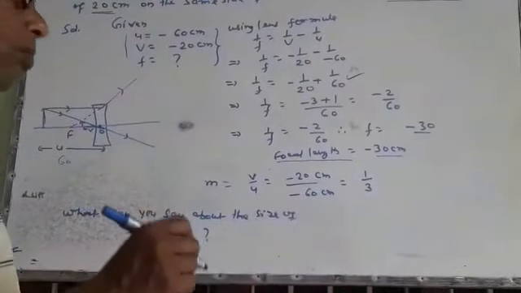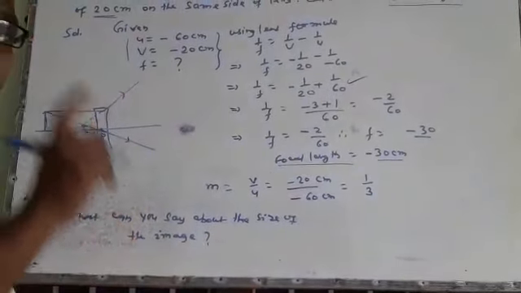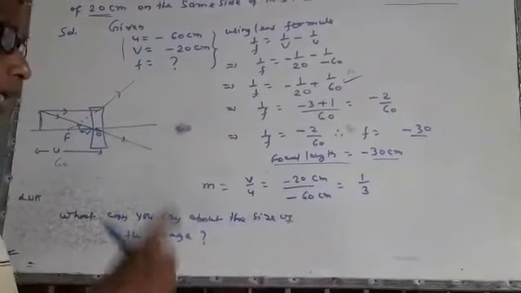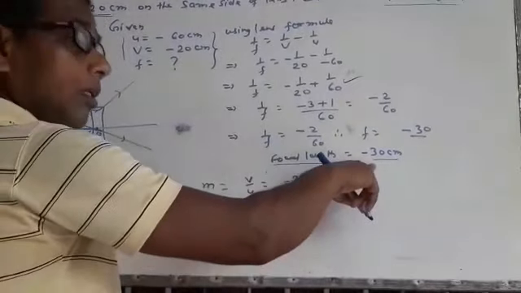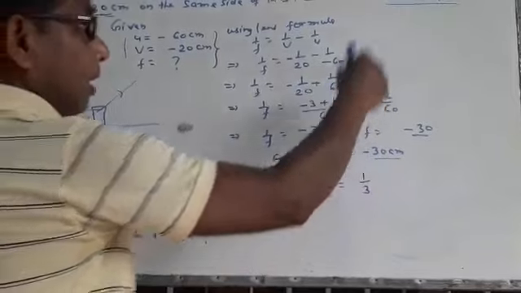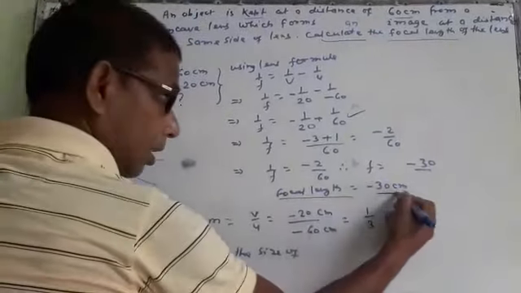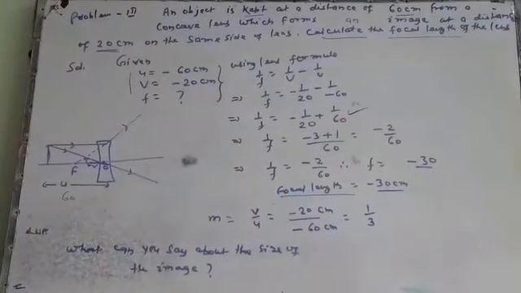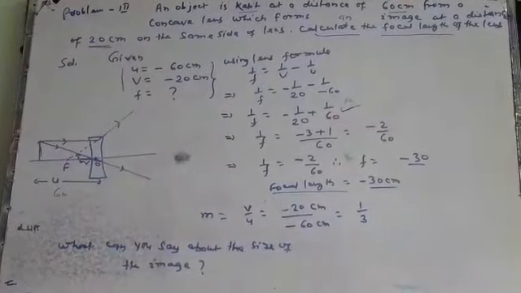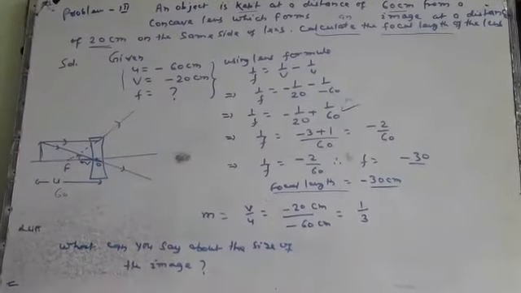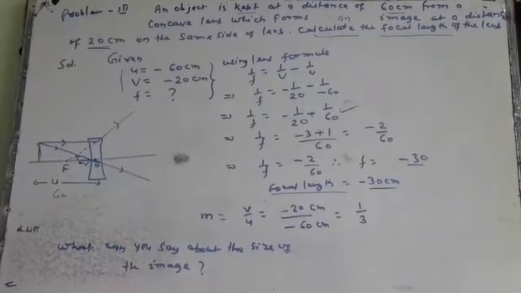Earlier I told you a concave lens has negative focal length, that's why the answer is negative here. So what was the question? Calculate the focal length. It's okay, 30 centimeter. Now there is another question. In the same question, what can you say about the size of the image?